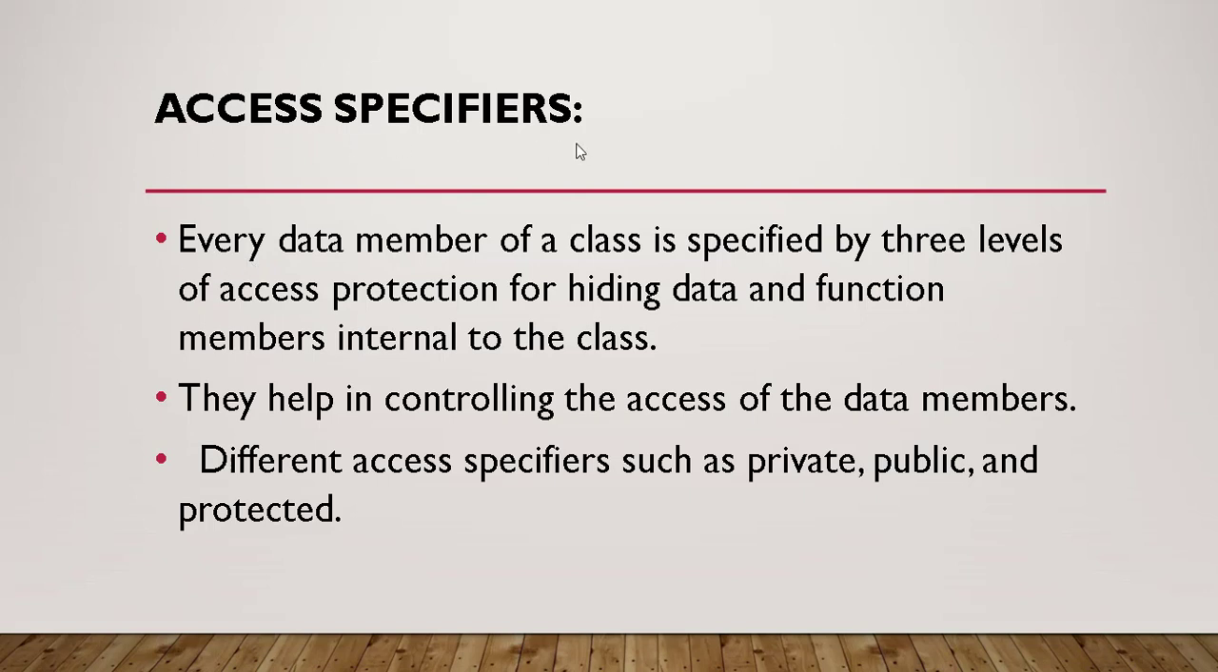So, what is the meaning of access specifier? Every data member of a class is specified by 3 levels of access protection for hiding data and function members internal to the class. They help in controlling the access of the data members. The different access specifiers are private, public, and protected.